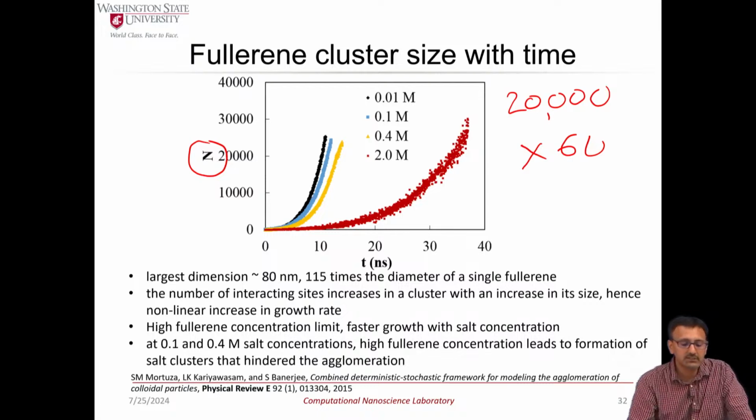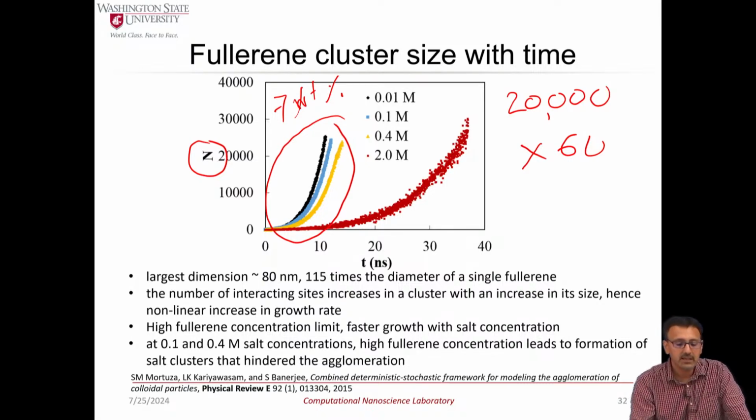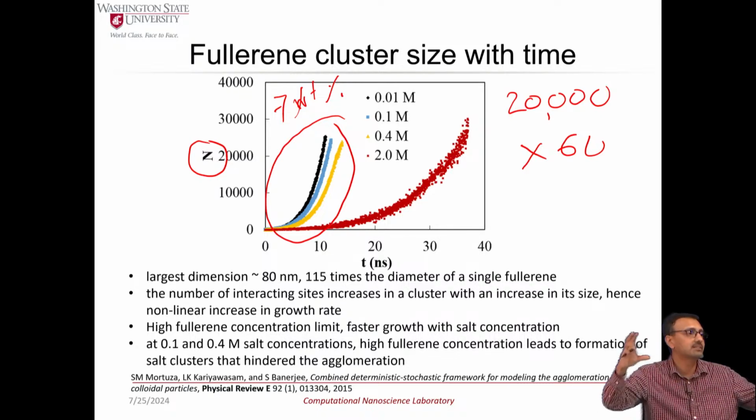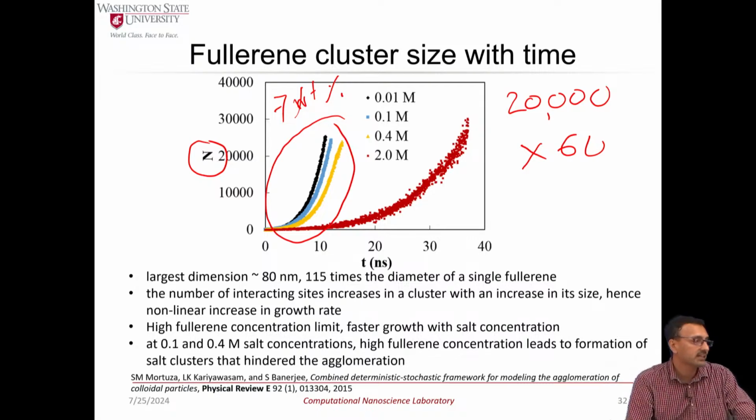So, we modeled a few different systems. All these three are 7 weight percent fullerene, in solutions with different salt concentration. The growth rate with time is nonlinear, which is expected because you start out with fewer sites where these addition events can happen. As the cluster keeps growing, you have more accessible sites. It depends a little on the shape of the cluster, though, and how it's packed. If it's packed in a compact manner, like a near sphere, then you have fewer sites available. On the other hand, if it's branched, then you have many more sites where these addition or clustering reactions can happen.